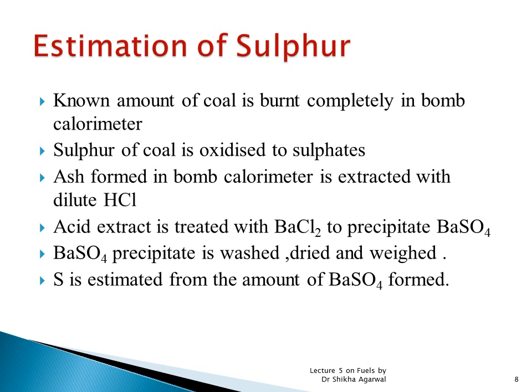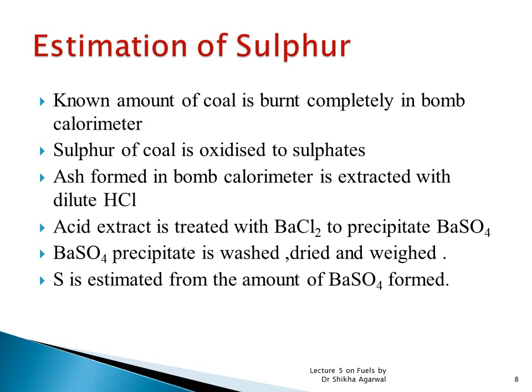Now how can you estimate the percentage of sulfur? We take a known amount of coal sample and it is burnt in a bomb calorimeter. You can see everything requires a different experimental setup. Carbon and hydrogen required a combustion tube, nitrogen required Kjeldahl apparatus, sulfur requires a bomb calorimeter.